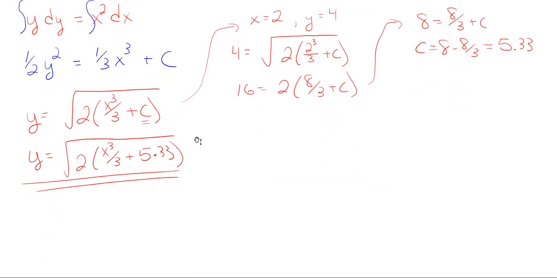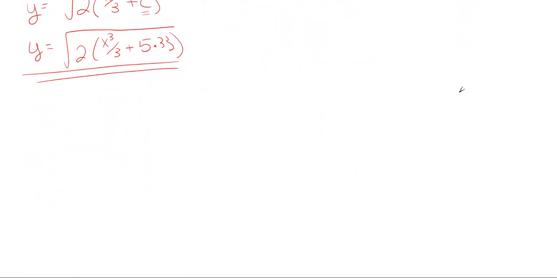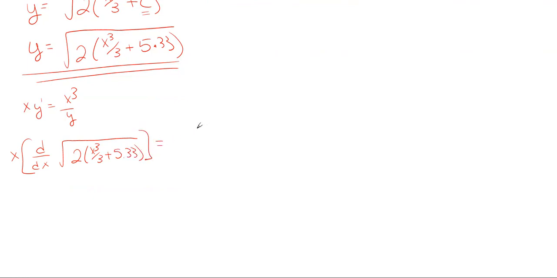So let's go ahead and check this out. Actually, the check is a little bit longer than the actual first part of the problem here. So what we have is x times y prime is equal to x cubed over y. So let's just go ahead and plug in our stuff here. We have x times the first derivative with respect to x of our y equation, which is the square root of 2x cubed over 3 plus 5.33. And then all of that has to be equal to x cubed over y, which once again is just the square root of 2 times x cubed over 3 plus 5.33.